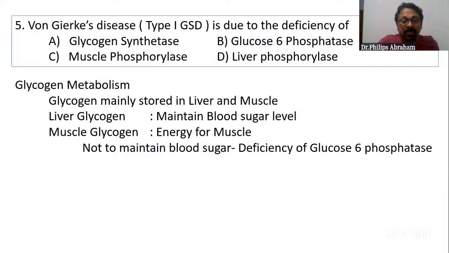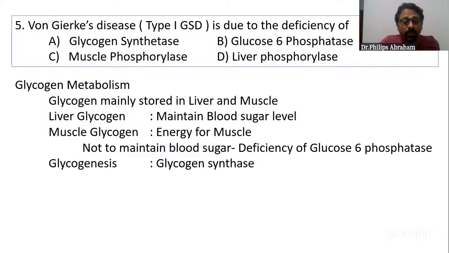It's not there in the muscle. So the glucose 6-phosphate cannot be converted to glucose. Only if it becomes glucose can it come out of the tissues. So in the case of muscle glycogen breakdown, glucose 6-phosphate is not converted to glucose because of the absence of the enzyme glucose 6-phosphatase. So it cannot be used to maintain blood sugar level.